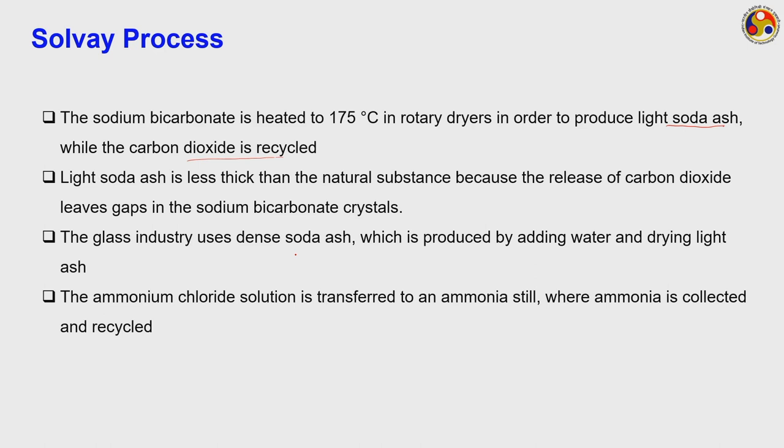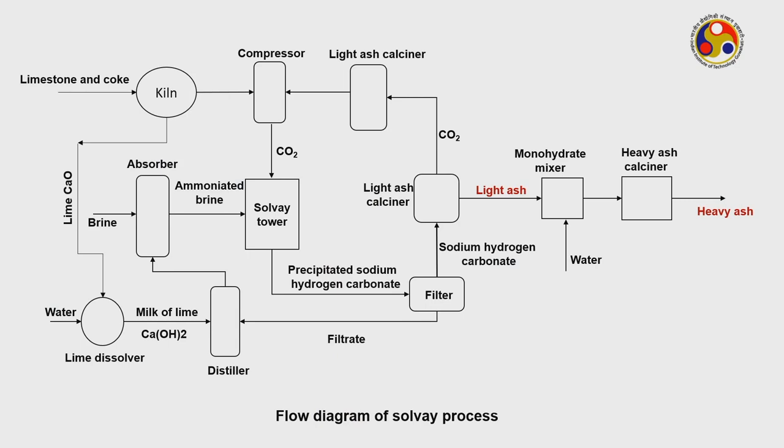The ammonium chloride solution is transported to an ammonia still, where ammonia is collected and recycled. So, you see that all the ammonia which is generated is formed from the ammonium chloride. The ammonium chloride reacts with calcium hydroxide to form ammonia, and the remaining calcium chloride. Calcium chloride here is the only byproduct. So, this is the process.